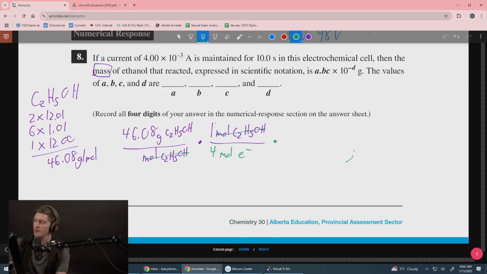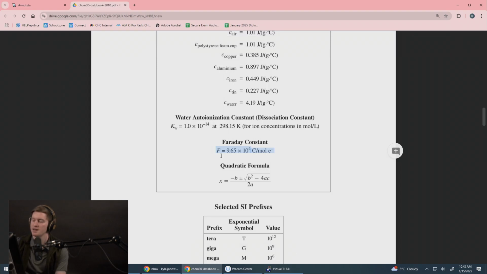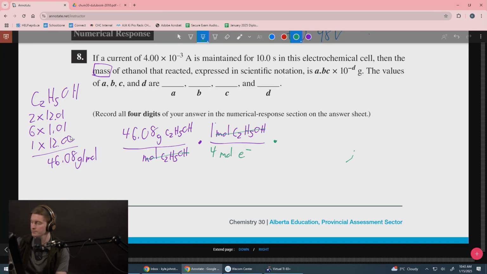I can use Faraday's constant to cancel out something with moles of electrons. I know that I have 9.65 times 10 to the 4 coulombs for every mole of electrons. I have mole of electrons right now in my denominator, so I'm going to have to put mole of electrons in my numerator and cancel it out with coulombs. 9.65 times 10 to the 4 coulombs. This will cancel out moles of electrons. So now I know that I have 46.08 grams of ethanol for this many coulombs.